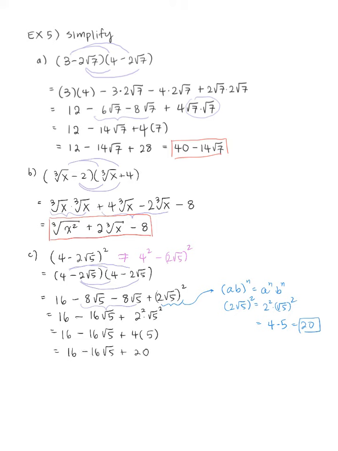Oh, you know what? One more thing. I know, it's so tempting to go 16 minus 16 first and make that into a 0, right? But no, remember the order of operations. The second 16 is stuck on the square root of 5. So you cannot first subtract. You need to consider the multiplication first. But anyways, this is the same thing as 16 plus 20, so that will give us 36, and then minus 16 square root of 5.